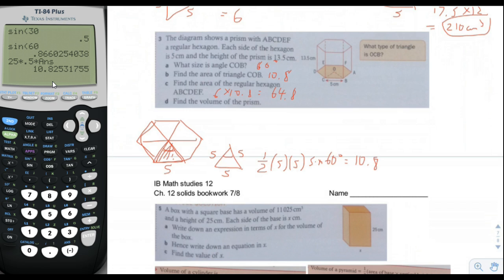Find the volume of the prism. So we would take the hexagon and then multiply it times the height, which is 13.5. So we have 64.8 times 13.5. And that will give us 874.8. And that is the end of page 6.